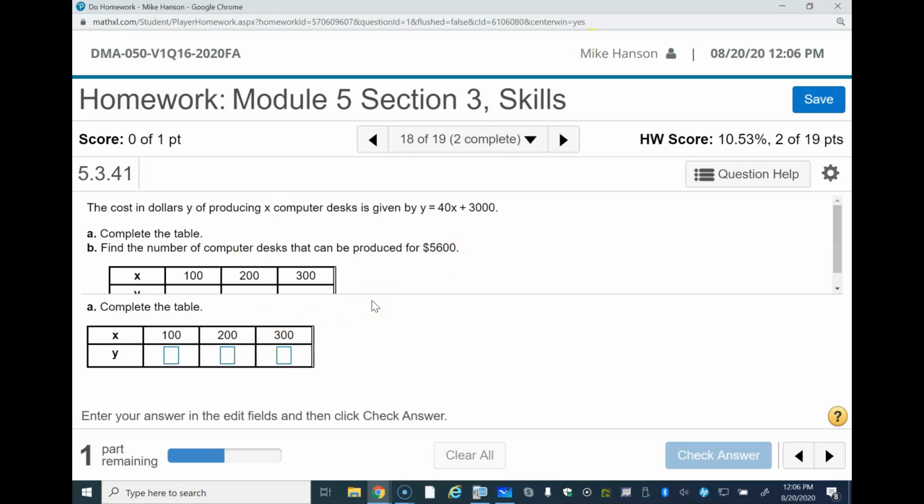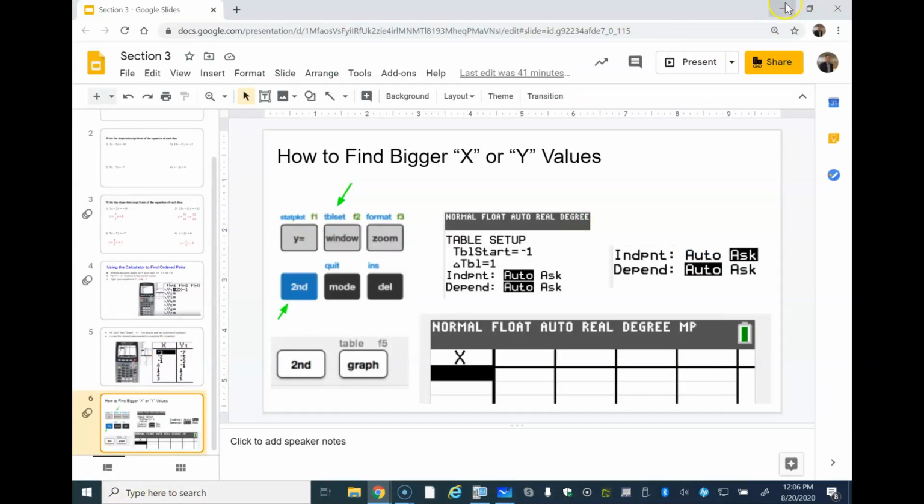The only thing you have to remember with this part is to make sure you go back to the table setup and put it back to auto. So switch it back to auto once you do that part. So just kind of reset your calculator. It needs to always stay on auto and not ask. Other than that, this will conclude section 3.